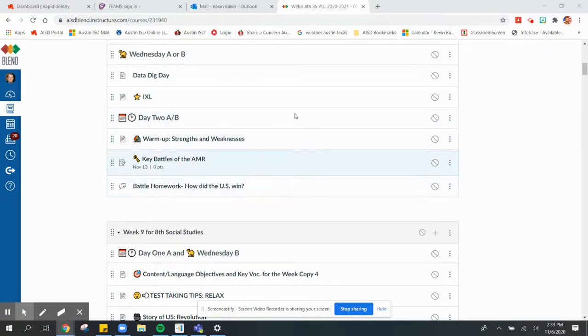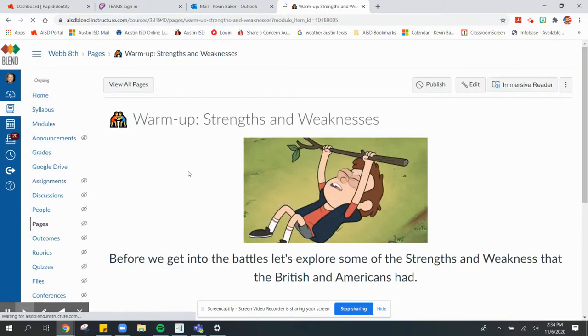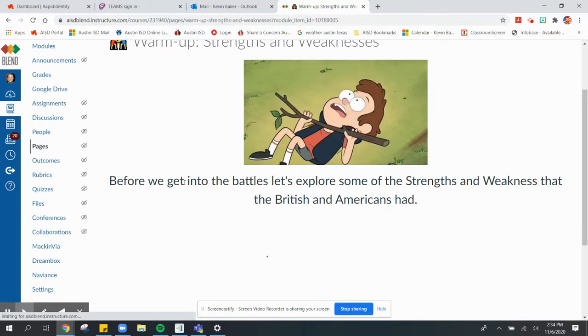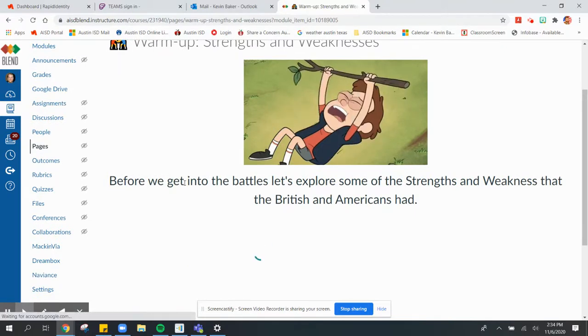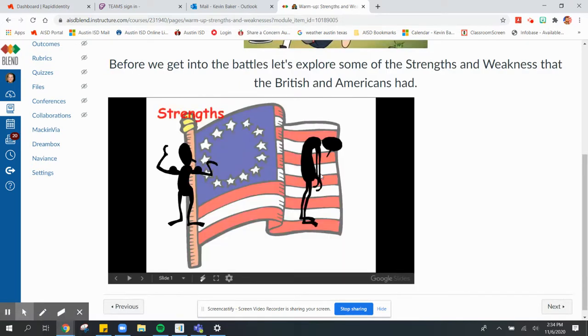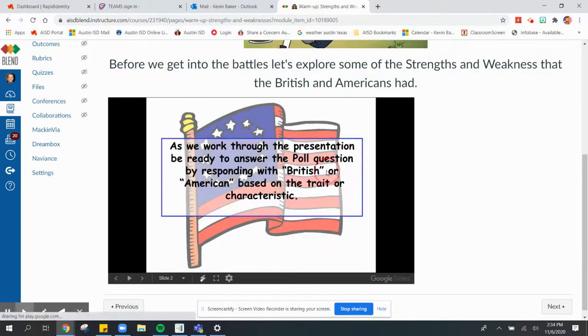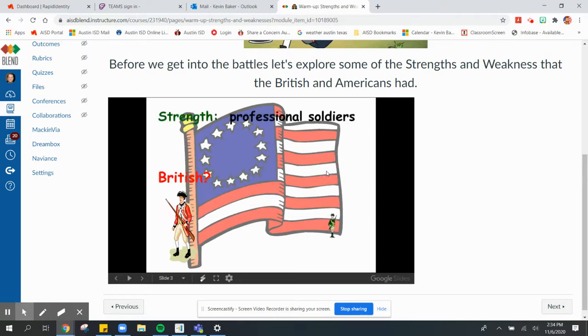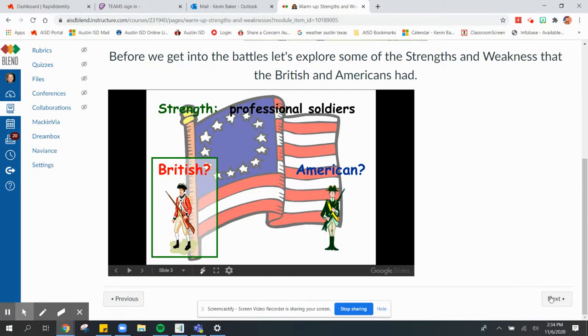We're going to be talking about the battles of the American Revolution, starting with the strengths and weaknesses of both armies. So before we get into the battles, let's explore some of the strengths and weaknesses that the British and the Americans had. If you were in class this day, we went through this PowerPoint and asked ourselves, was it a British strength or an American strength? Since you're doing this on your own, just go through it, take note of these strengths and weaknesses, and form an opinion on which side you think should win the war.